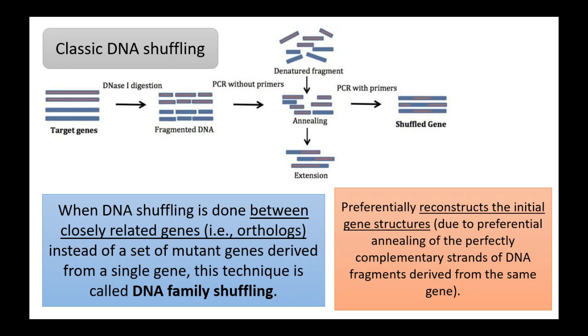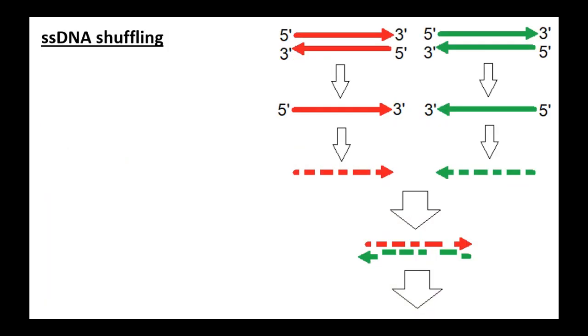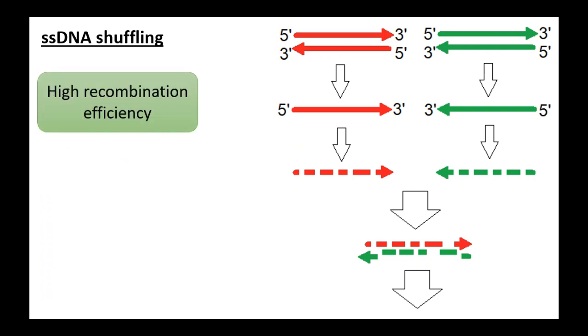It happens due to preferential annealing of the perfectly complementary strands of DNA fragments derived from the same gene. By using the sense single strand of one gene and the antisense single strand of another gene as starting materials for DNA family shuffling, high recombination efficiency can be expected, as only heteroduplex molecules are formed in the first round of PCR. We can use single-strand DNA family shuffling when conventional DNA shuffling does not yield recombinants at a high frequency due to a low degree of homology between two parental sequences.